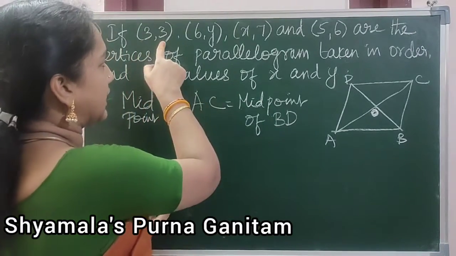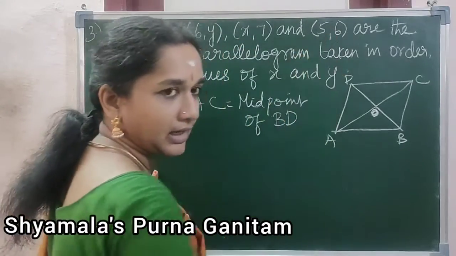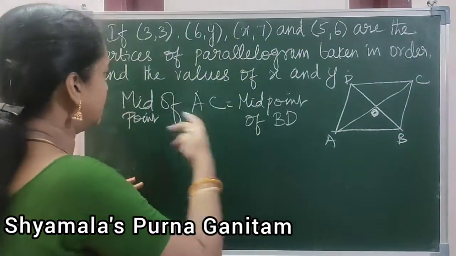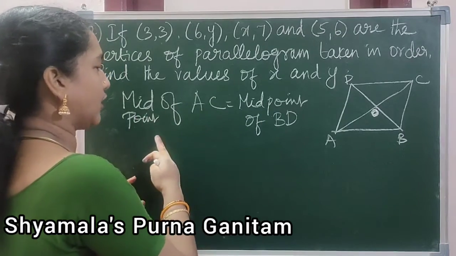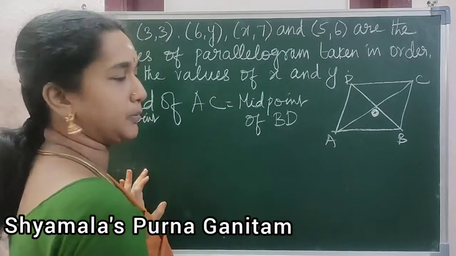Let A be 3, 3, B 6, 7, C x, 7, and D 5, 6. I didn't write this, but you have to write it definitely. Then this also you have to write: midpoint of AC is equal to midpoint of BD. Then only you have to proceed with the sum.